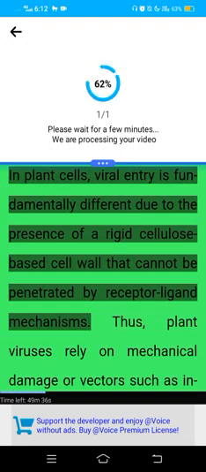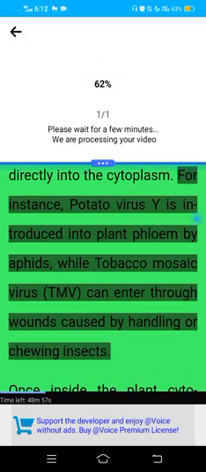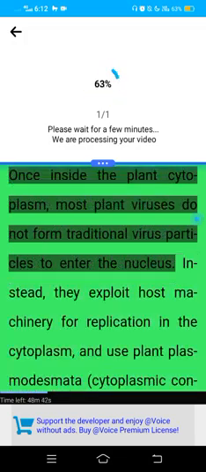In plant cells, viral entry is fundamentally different due to the presence of a rigid cellulose-based cell wall that cannot be penetrated by receptor-ligand mechanisms. Thus, plant viruses rely on mechanical damage and vectors such as insects, aphids, whiteflies, nematodes, fungi, or parasitic plants to breach the cell wall and introduce the viral genome directly into the cytoplasm. For instance, potato virus Y is introduced into plant phloem by aphids, while tobacco mosaic virus, TMV, can enter through wounds caused by handling or chewing insects.